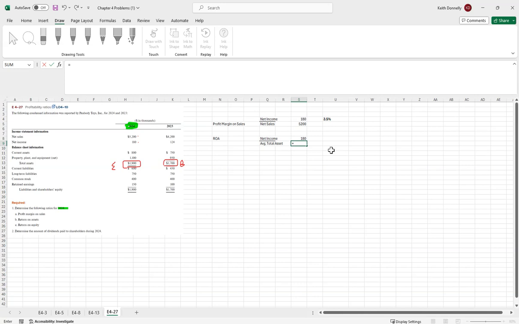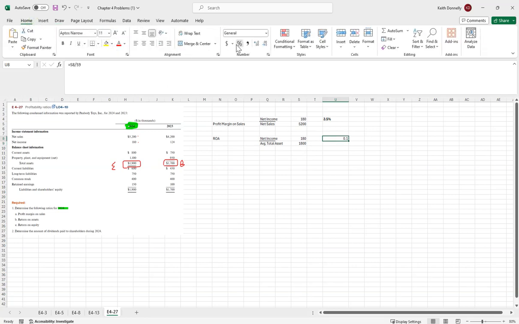So if we do here 1,700 plus 1,900 divided by 2, so 17 plus 19 divided by 2, we're looking at 1,800 there. If we do 180, the numerator, divided by the denominator, and put that into a percent, we're looking at 10%.